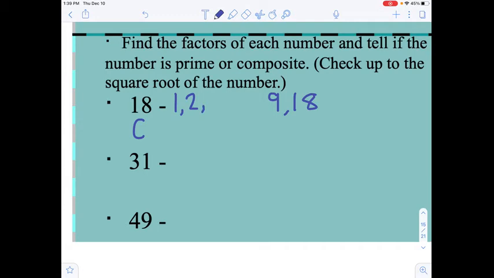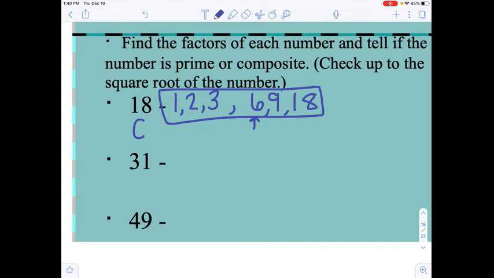Then I think about 3. Yes, 18 is divisible by 3. 3 times 6 gets me to 18. Not divisible by 4, not divisible by 5. It is divisible by 6, so that tells me where I end. Okay, whenever I reach that number, we're good.